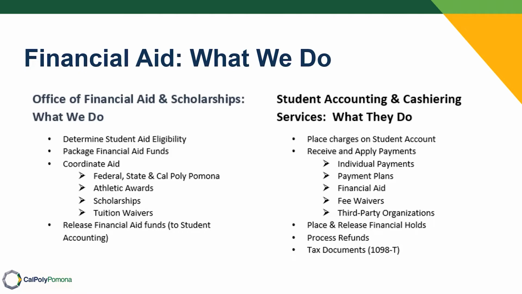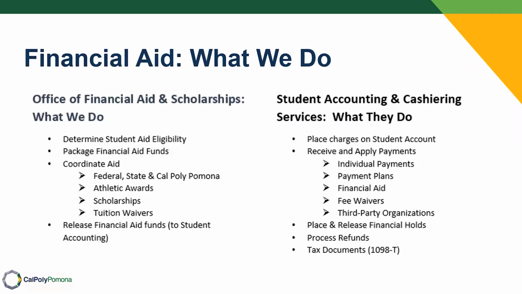Once they receive the money, they put your charges on your account when you register for classes based on your enrollment. They receive and apply the payments. So they receive payments from you, the student, or your parent. They receive payments if you enroll in a payment plan, the payments that we provide, which is the financial aid funds, and any fee waivers that you may have received from other organizations, maybe your work, and third-party organizations. And they apply those payments to the charges that they've posted.